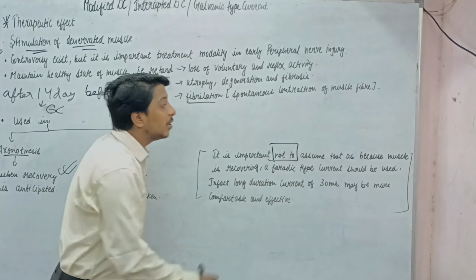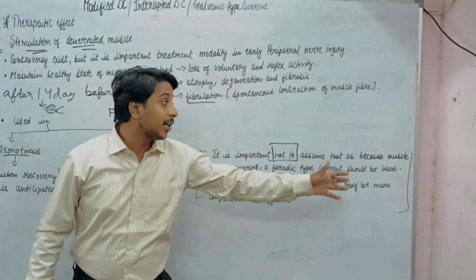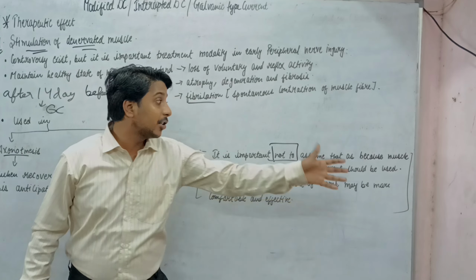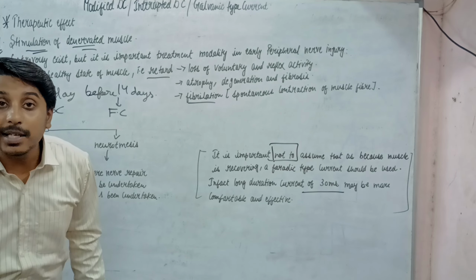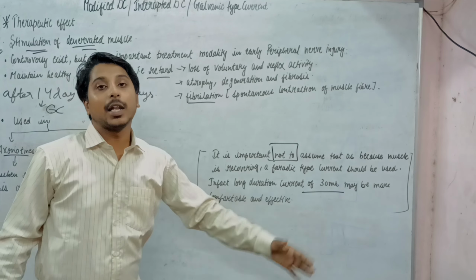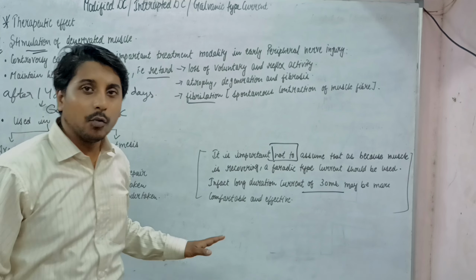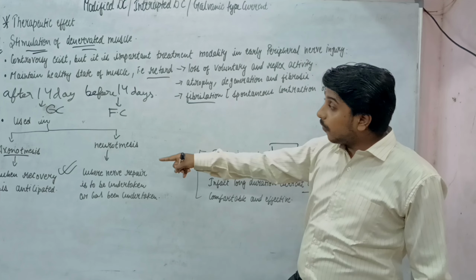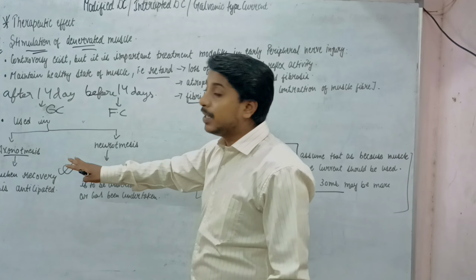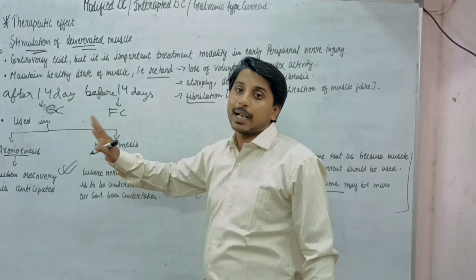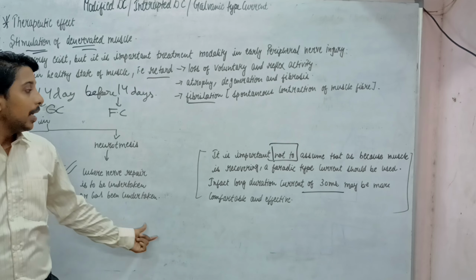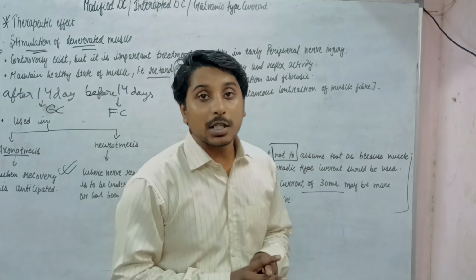It is important not to assume that because the muscle is recovering, a faradic current should be used. Don't assume like this. In fact, long duration current of 30 milliseconds, you know 30 millisecond is galvanic current, is more comfortable and effective. So this is about the therapeutic effect, which is the stimulation of denervated muscle fiber. I have explained how injuries occur and how you are going to treat. In neuropraxia, you need not worry, just go and apply faradic current. But here, before 14 days faradic, after 14 days if recovery occurs you can apply galvanic current and recovery can be anticipated if it was axonotmesis. And if no recovery occurred, then first of all go for a surgical procedure, that is nerve repair, then you again use the galvanic current. Okay, so this was about the therapeutic effect.